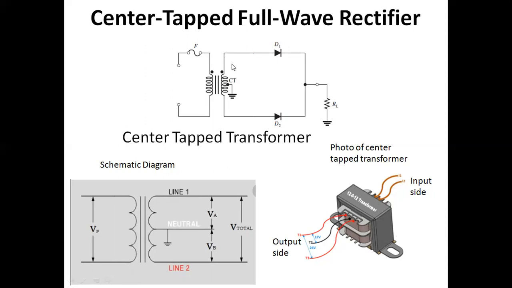So I think this diagram here helps to illustrate the center tap transformer. It shows you the primary section of the transformer and the secondary section of the transformer. This is the center tap terminal, which is grounded. And what you see is the voltage between the center tap and this line, line 1. And you can also have a voltage between the center tap and line 2.